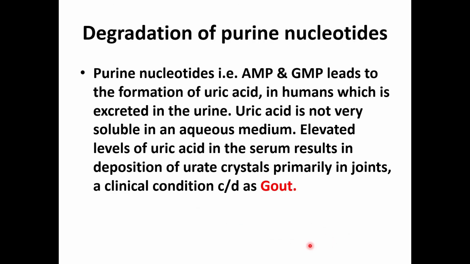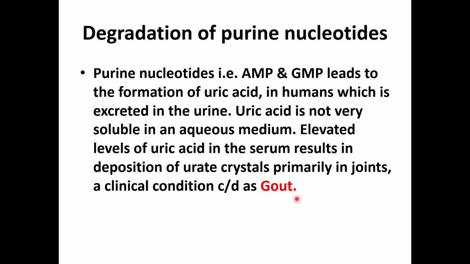So the purine nucleotides, that is AMP and GMP, lead to the formation of uric acid in humans, which is excreted in the urine. As you know, uric acid is not very soluble in an aqueous medium. So elevated level of uric acid in the serum results in the deposition of urate crystals, primarily in joints, a clinical condition that is known as gout.